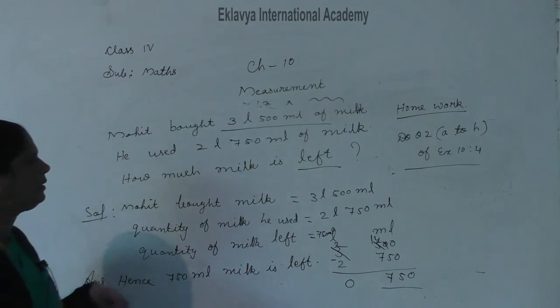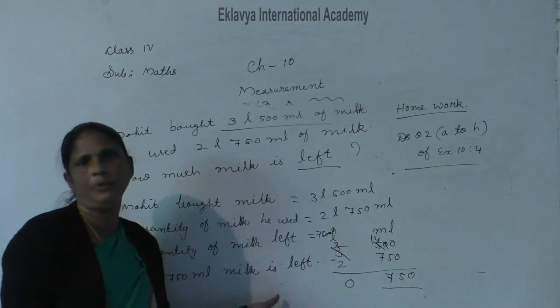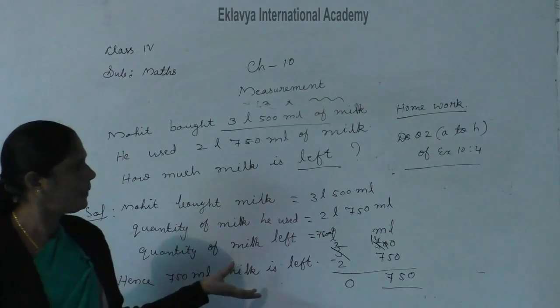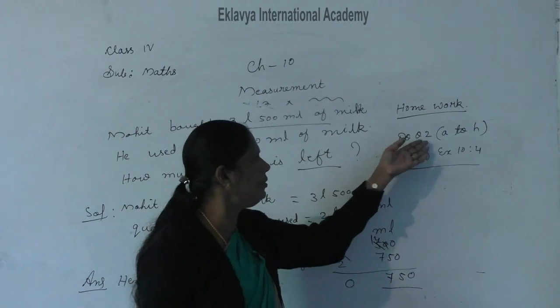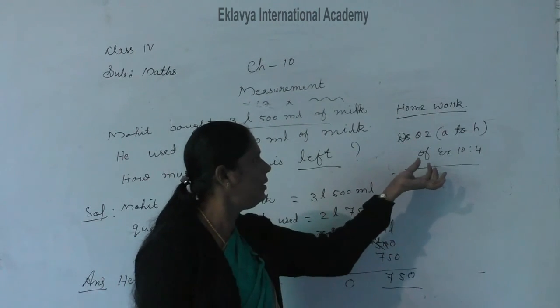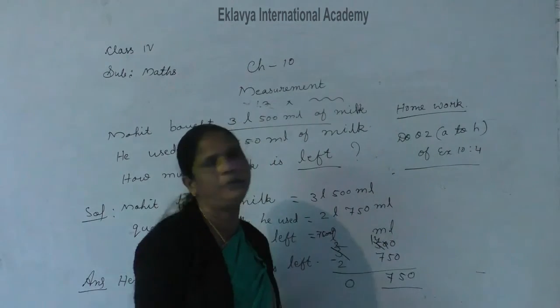This is our subtraction word problem. You understand this? Then you do this homework. Do question 2 A to H, question of exercise 10.4. Thank you.